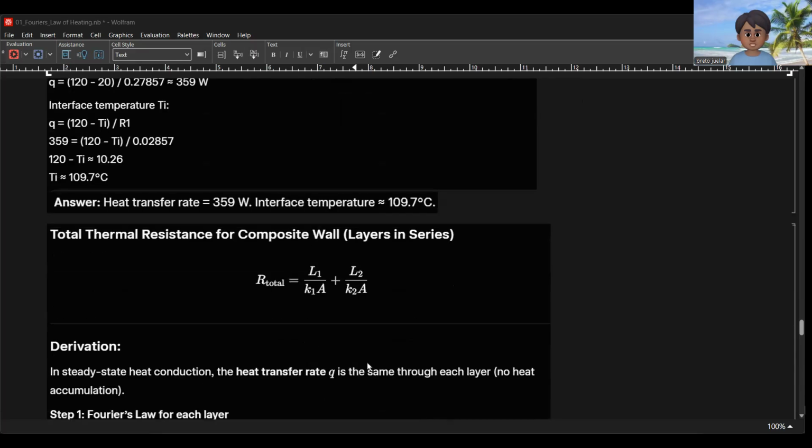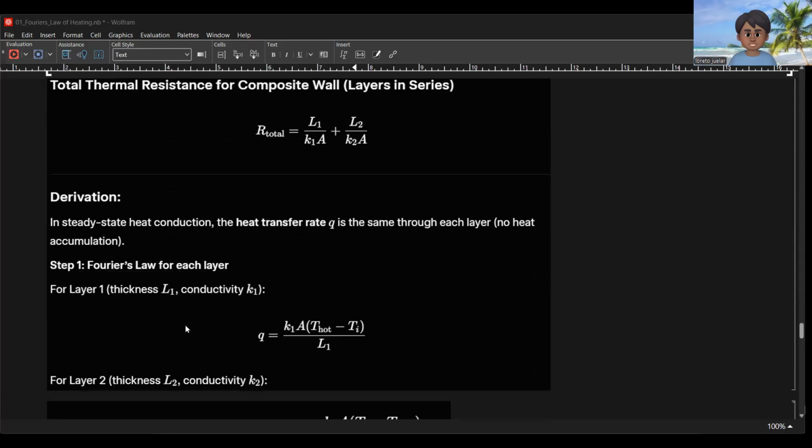Okay, so the total thermal resistance for a composite wall with layers in series is L1 over K sub 1 times area plus L sub 2 over K sub 2 times area. So for the derivation, in steady state heat conduction the heat transfer rate, small q, is the same through each layer. So no heat accumulation here.